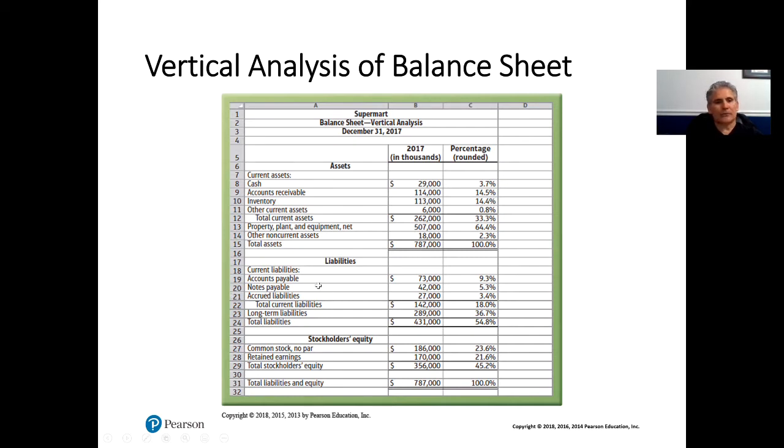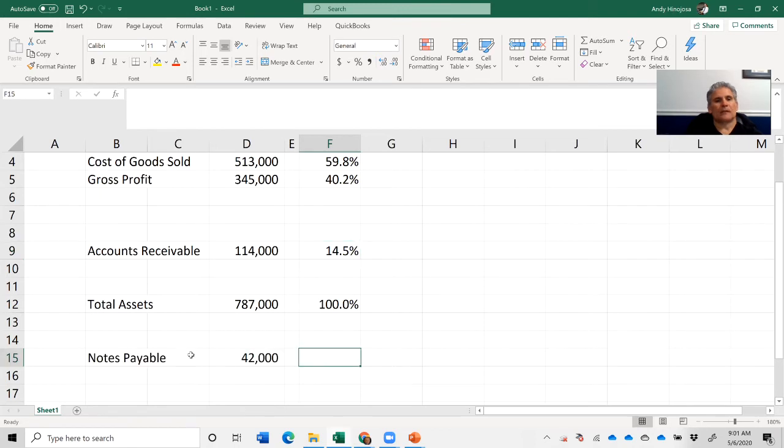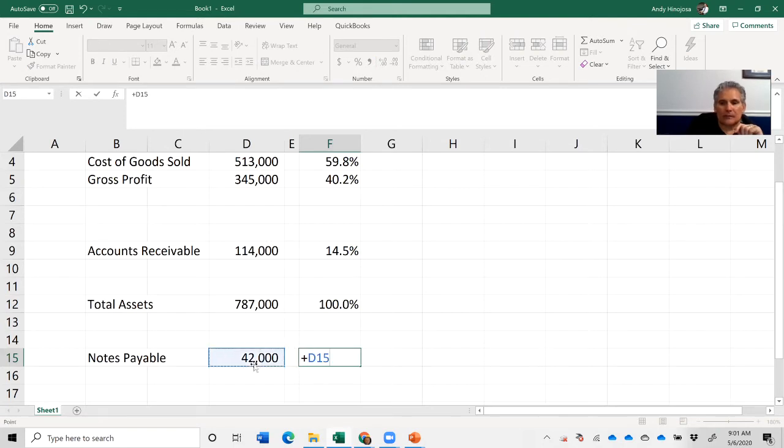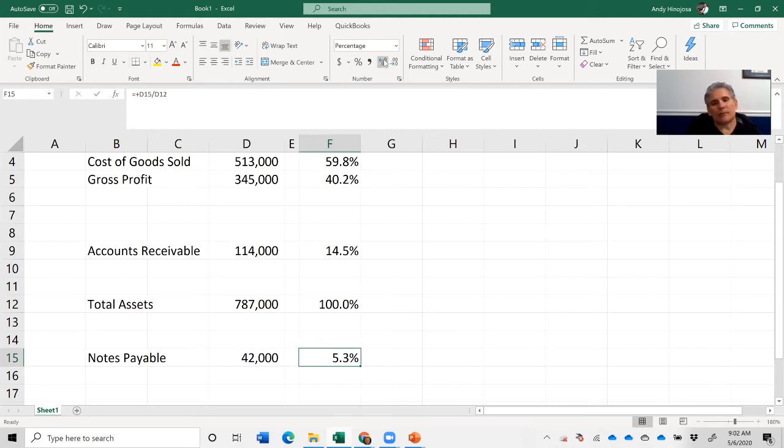Let's do notes payable. Notes payable equals $42,000. We're going to take 42,000 and divide that by total assets. The base does not change. Even though it goes to liabilities, it does not change. Total assets is the base. We're going to get 0.05, as a percentage, 5.3%.